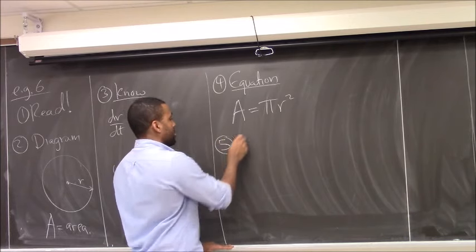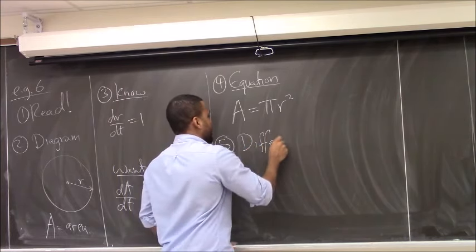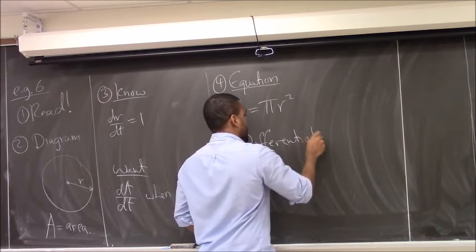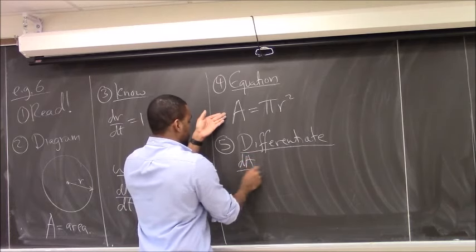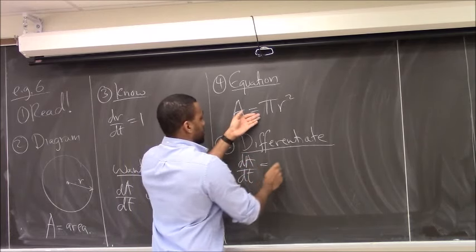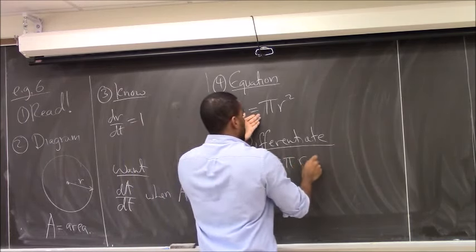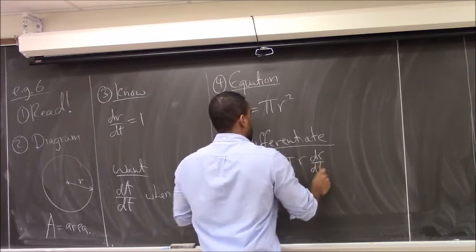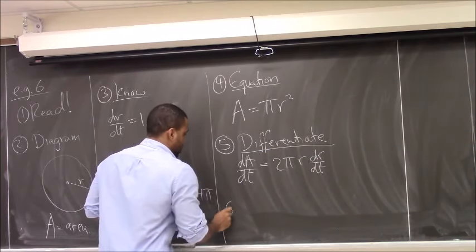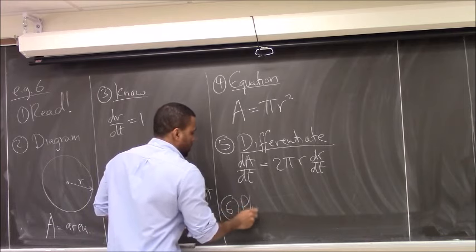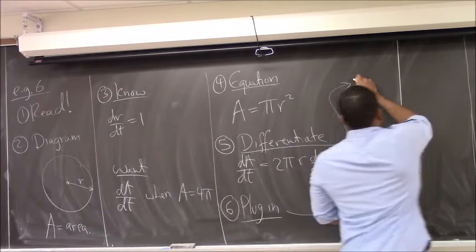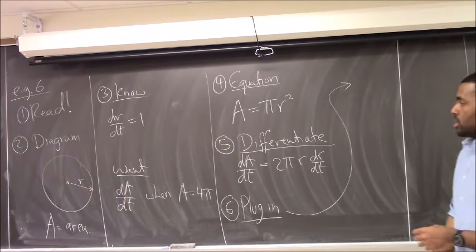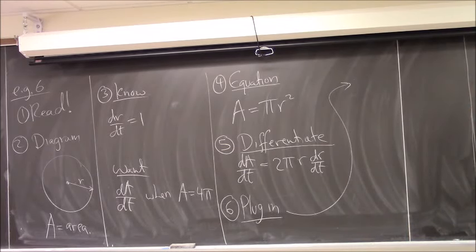Okay, 5, differentiate. dA/dt equals 2 pi r dr/dt. 6, we want to plug in. Okay, so what do we plug in? dA/dt equals 2 pi.